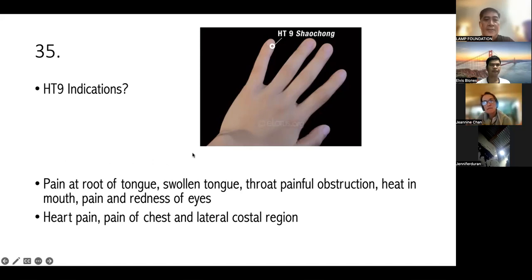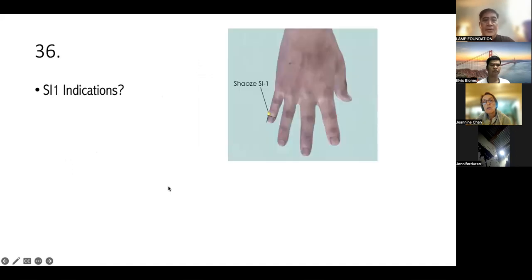That's why what we do not want to happen is aatakehin yung pasyente when there's too much fire. Okay? So you bleed it, but kung hindi naman talaga, kung conscious naman yung patient, locate heart 9 on the ear. Okay? And I tell you, it's so good. It helps. Number 36, SI1 indications, Ma'am Ami.